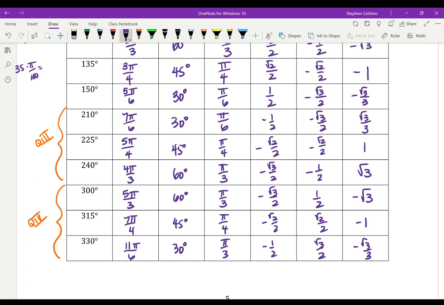This will make more sense, too, once we start graphing and seeing how the flow of these graphs look.